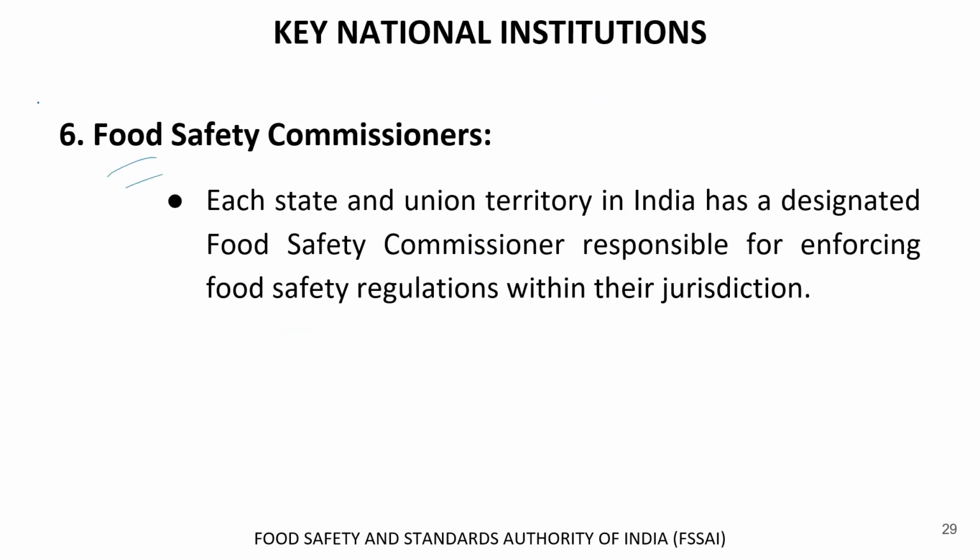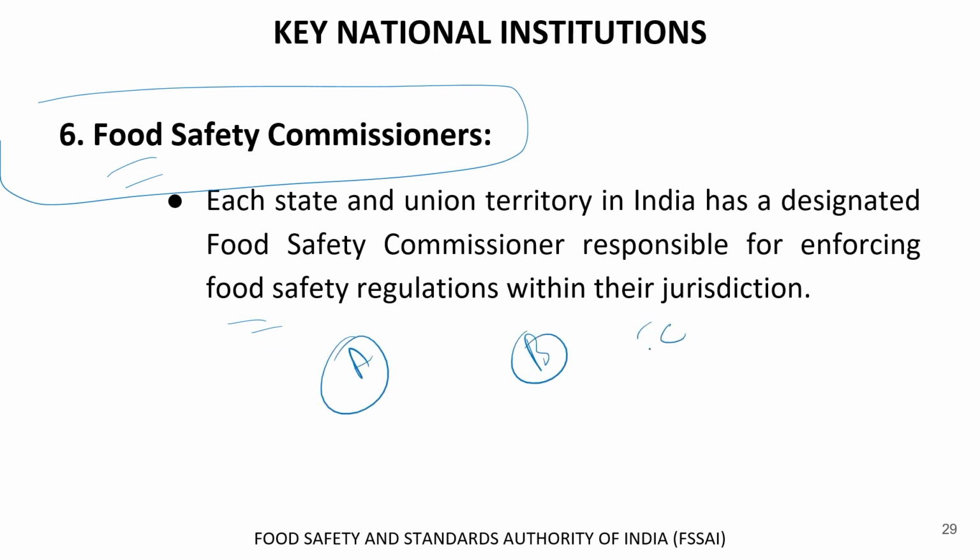Thereafter, we have the Food Safety Commissioners. Each state and union territory in India has a designated Food Safety Commissioner responsible for enforcing food safety regulations within their jurisdiction. Like I have told you, suppose there are A, B, C, and D. These are the states and UTs. Now they will have their own Food Safety Commissioner who is responsible to maintain a check on the manufacturing of the food within their respective areas.